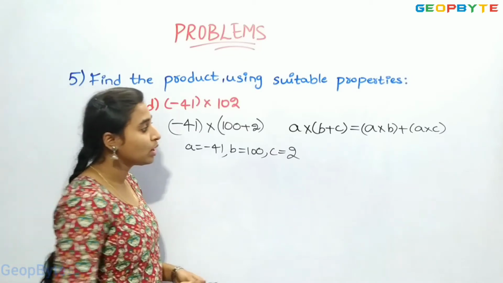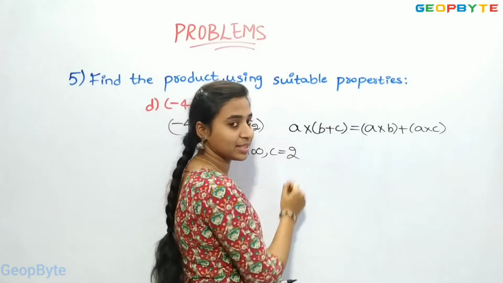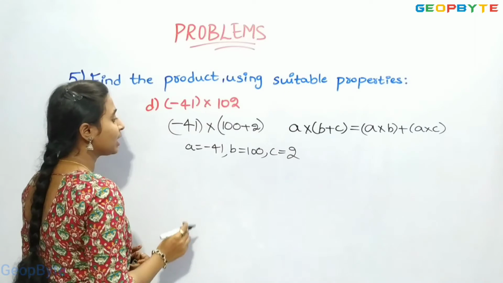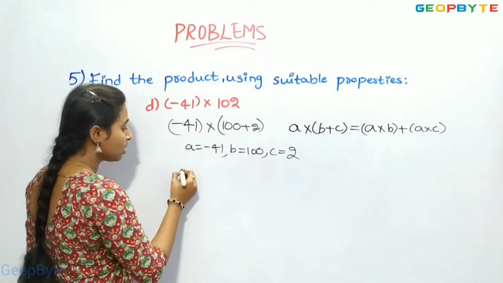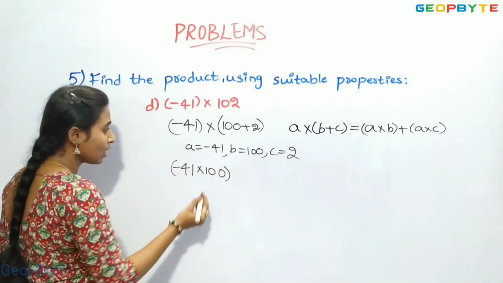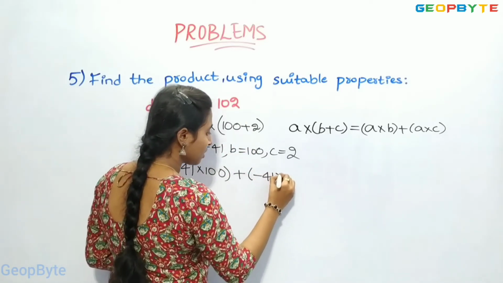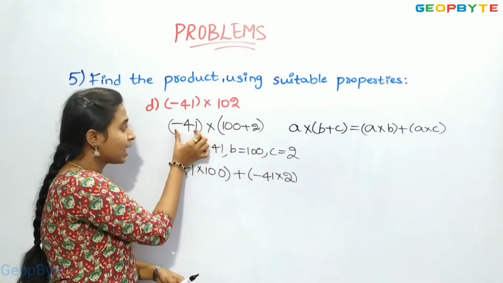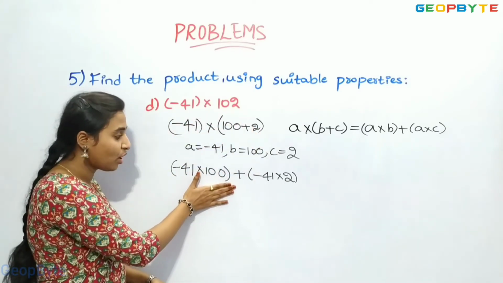Now, what is the rule? We have to multiply A with B and A with C like this: A into B plus A into C. Similarly, we will multiply minus 41 with 100 and minus 41 with 2, that is minus 41 into 100 plus minus 41 into 2. A into (B plus C) equals A into B plus A into C. We have written it in that format.